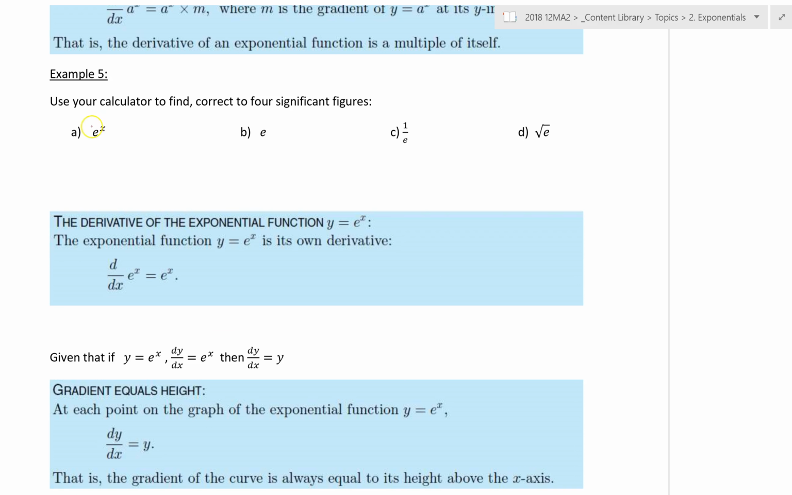Now, we also talked about this in class a little bit, that maybe we could be asked to do this. It's unlikely, but who knows? You'd be silly to lose the marks if you're asked to do such a thing. So let's say, correct to 4 significant figures, what is the value of e?